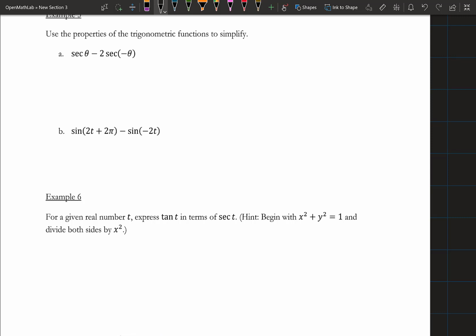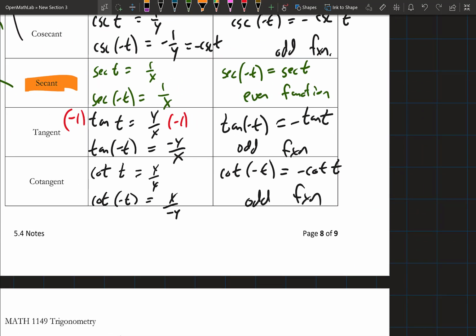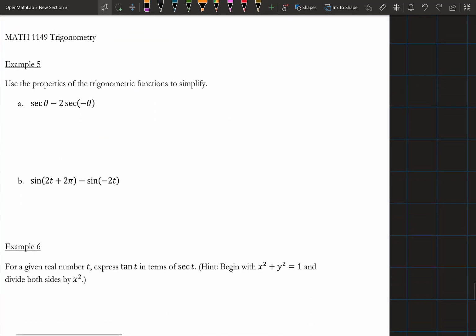The first one we have is secant of theta minus 2 secant of negative theta. There's not a lot I can do here with secant theta. But since we have secant of negative theta, it'd be really nice if I could rewrite this using the even-odd idea, so that I could have everything in terms of secant theta. They'd be like terms. If you remember up here, secant is an even function, so secant of negative t is just equal to secant t. So here, secant of negative theta is just going to be equal to secant theta, because secant's even.